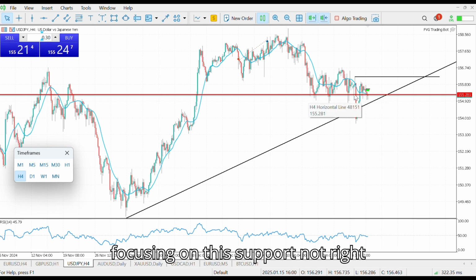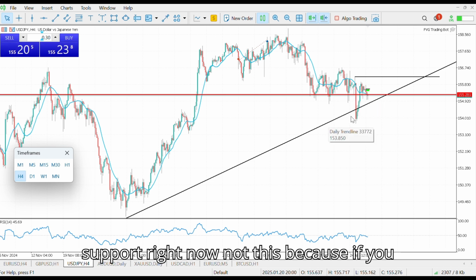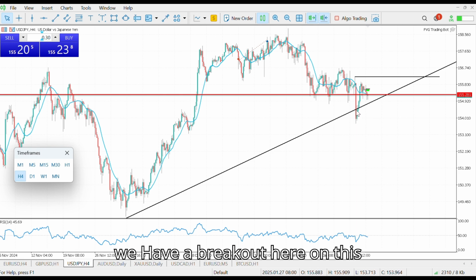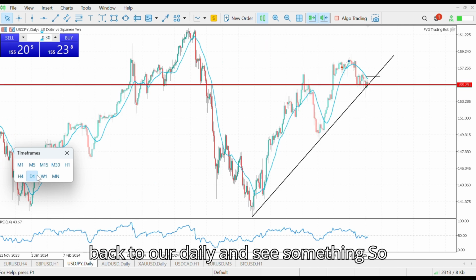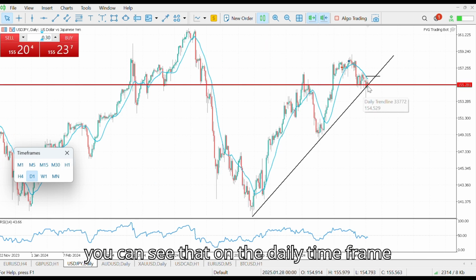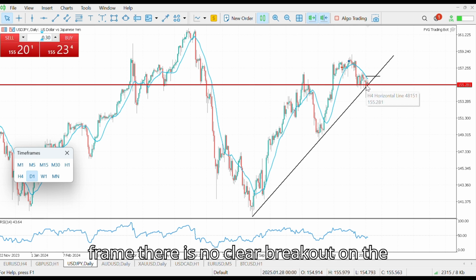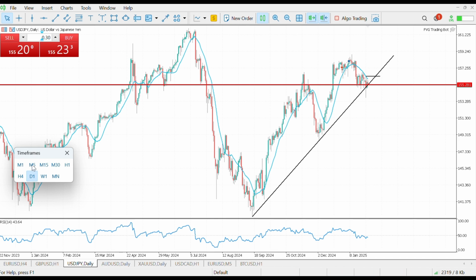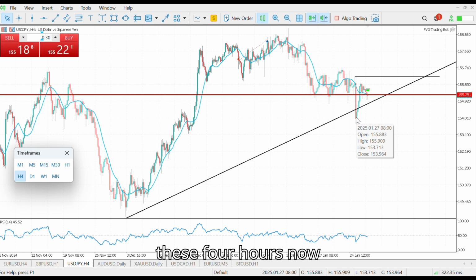I'm focusing on this support, not this one right now. This breakout from this support right now, not this. Because if you notice at this point, we have a breakout here on this particular trend line. However, let's go back to our daily and see something. You can see that on the daily time frame, there is no clear breakout. So it's not advisable to just stick to that particular breakout you notice on the 4 hours.